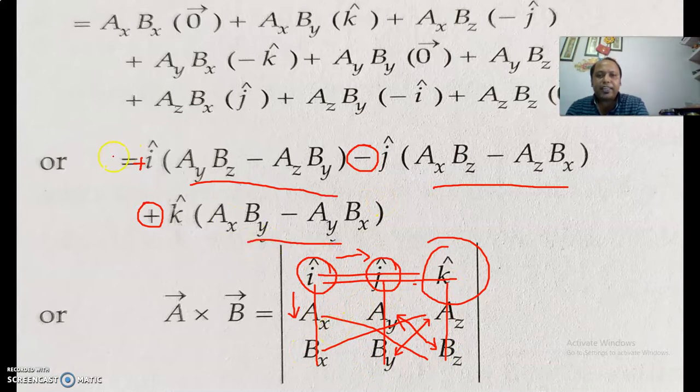So instead of writing the whole thing here, what we do is we choose this one. For vector a cross vector b, we will write it in this form, and we know how to solve it further. So always remember A cross B can be written in this form.